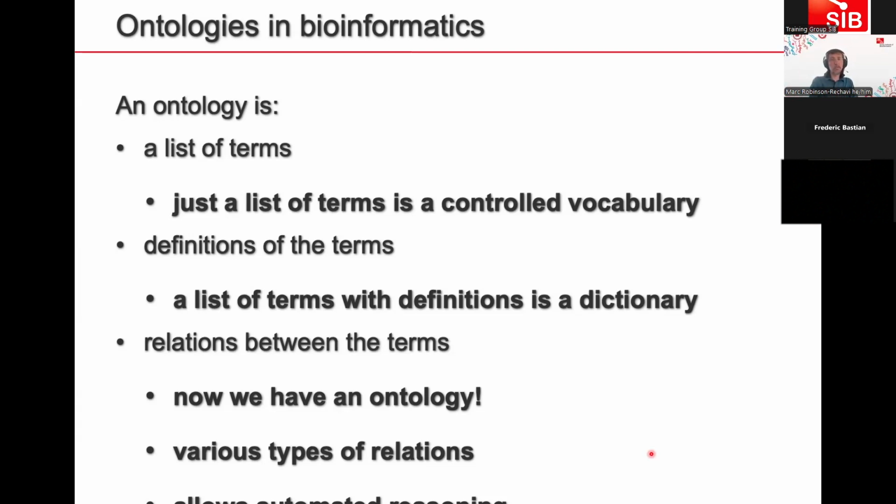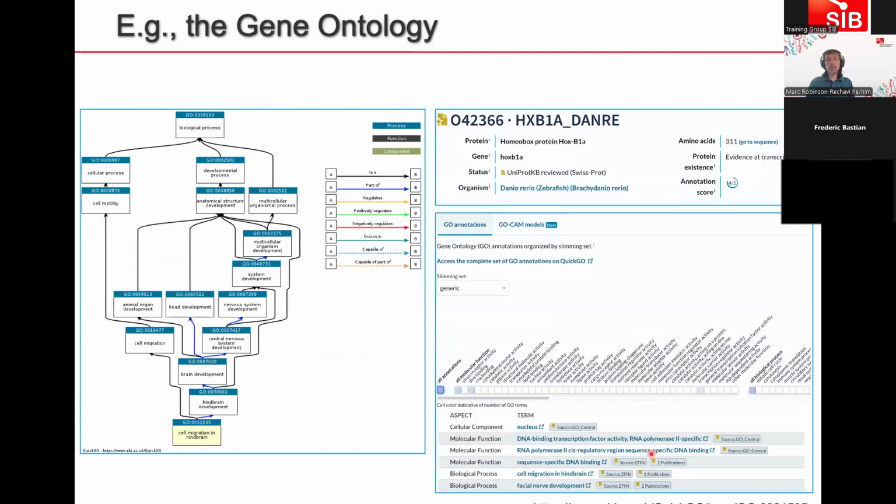That's automated reasoning. So the example of ontology I think you all know is the gene ontology. So the gene ontology has all these things. It has terms, it has definitions. So here you have cell migration in hindbrain, which is a term, and it has relations to other terms, right? It is a hindbrain development. It is a cell migration. A hindbrain development is a brain development. It is also an anatomical structure development, which is a developmental process, and so on.